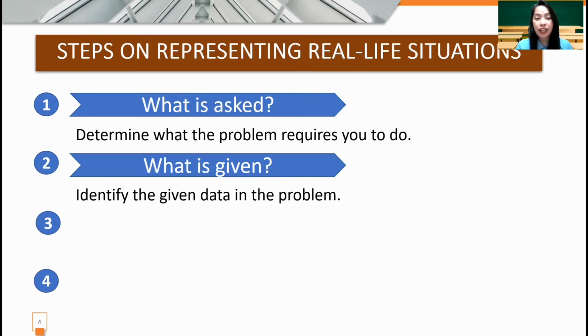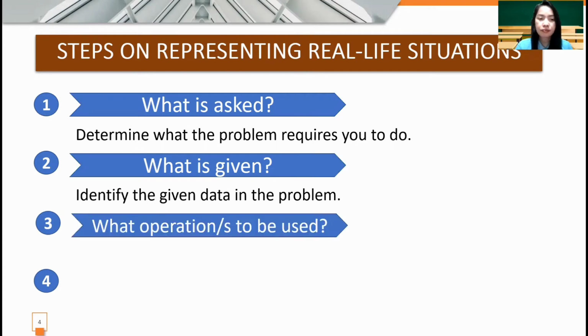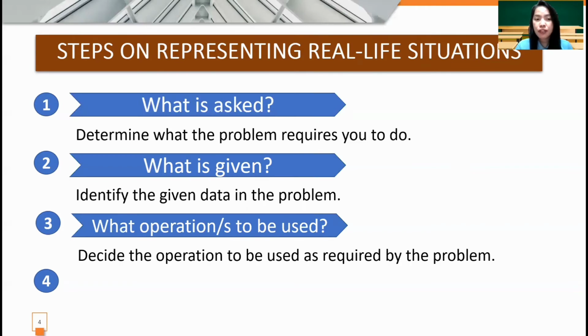You have to identify the given data in the problem. So, hahanapin mo dito kung ano-ano ba yung mga numerical data na nasa problem and ano-ano ba yung mga conditions. Step number 3, what operation or operations to be used? There are 4 basic operations in mathematics. These are addition, subtraction, multiplication, and division. So from those operations, you have to decide what you are going to use as required by the problem.